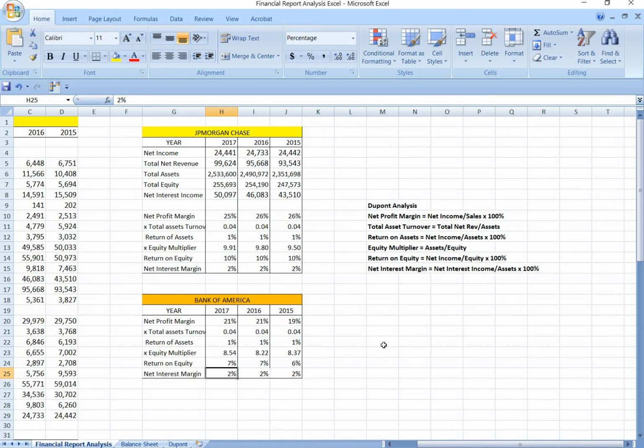So that's all about the calculation, ratio analysis, and DuPont analysis of JP Morgan Chase, and also the comparison with Bank of America.